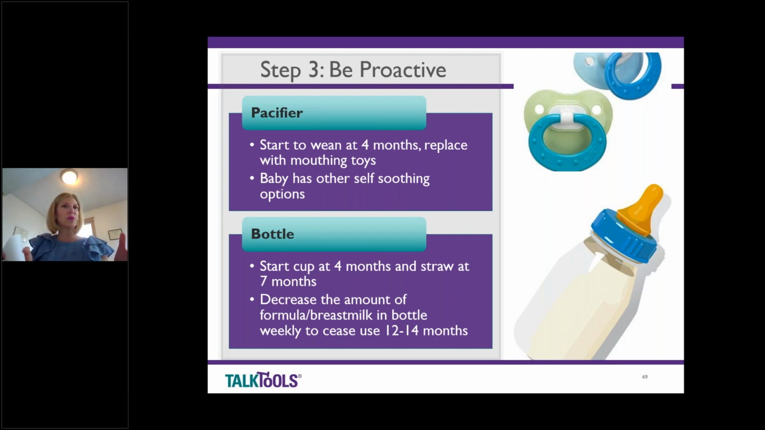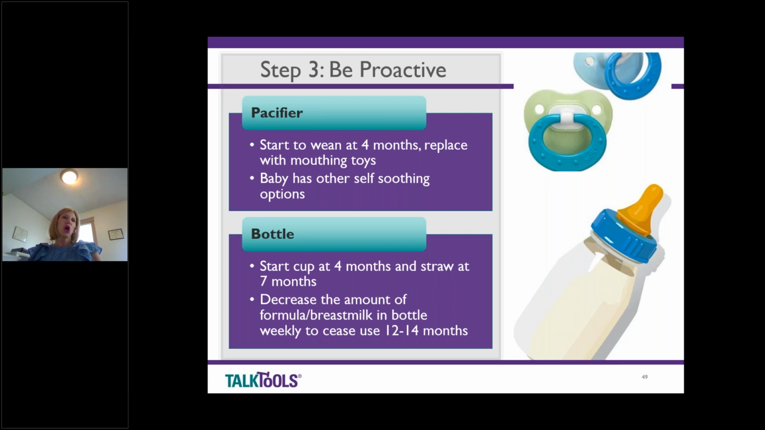But of course, this is supervised, okay? You're not just going to give the baby a cup and have at it. At Talk Tools, we have the Infratrainer, we have the recessed lid cup, all really good. And you want to start introducing, and it could be breast milk in that therapeutic cup.